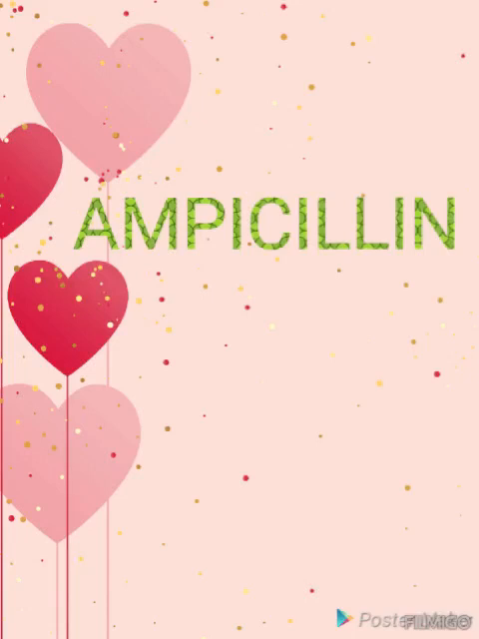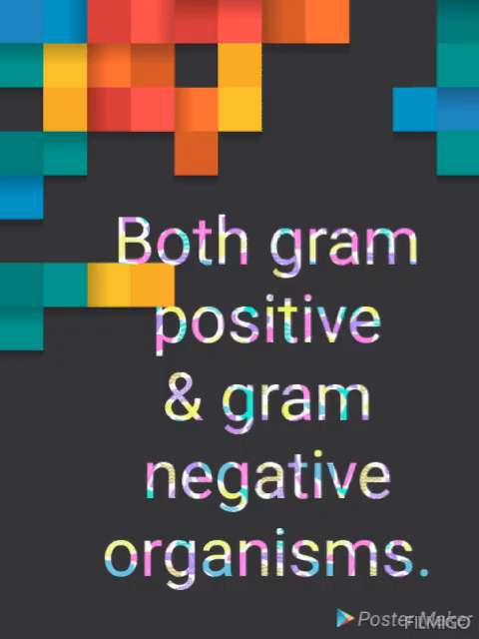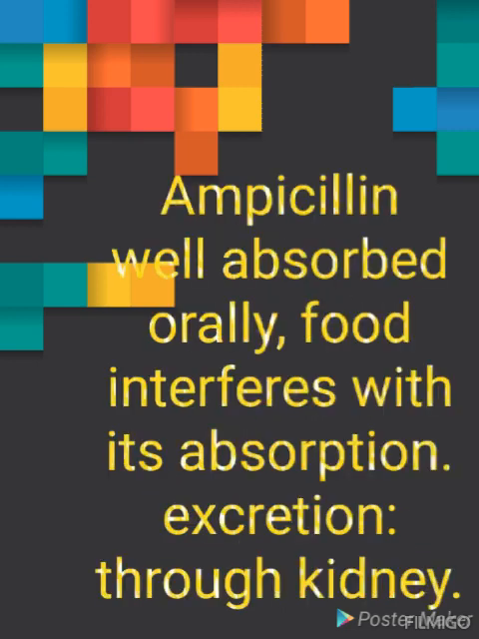Let's see about ampicillin. Ampicillin comes under broad spectrum antibiotics. It acts against both gram positive and gram negative organisms, including streptococci, meningococci, pneumococci, H. influenzae, E. coli, proteus, salmonella, shigella and klebsiella, which are sensitive, and many strains are now resistant to ampicillin. Mainly, ampicillin is an antibiotic, and antibiotics are used to treat bacterial infections.